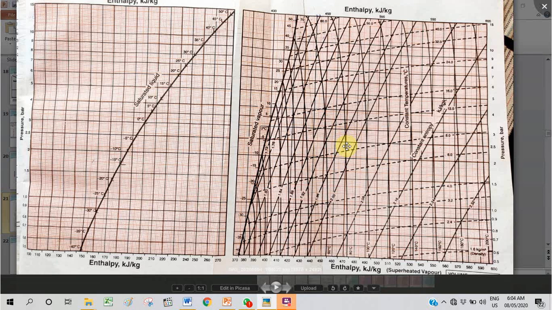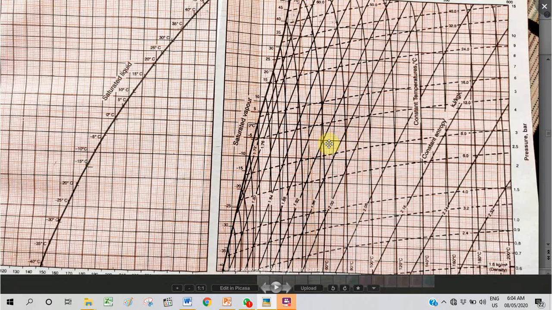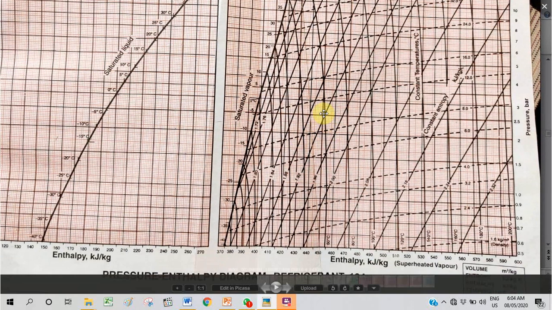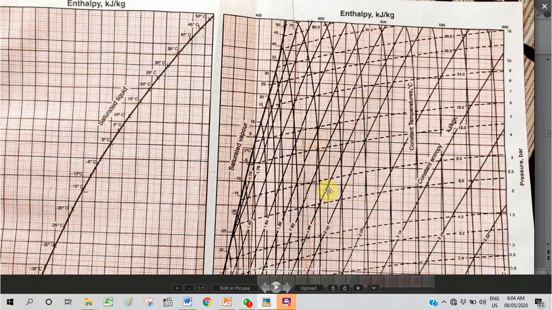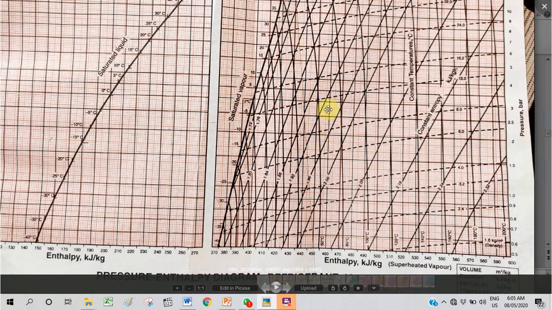For example, any point I locate here, suppose this is a pressure of 2.5 bar and a temperature of 70 degrees Celsius, so I locate this point. From this I can directly read the enthalpy as 450 kilojoule per kg. In the same manner, at this point I can read the entropy value like 1.92, and I can also read the density value. It is in between 8 and 12, so it will be close to 10 kg per meter cube. So at one location I can find all the related associated properties. Okay, but this is not true in the case of tabular data. This is the major advantage.